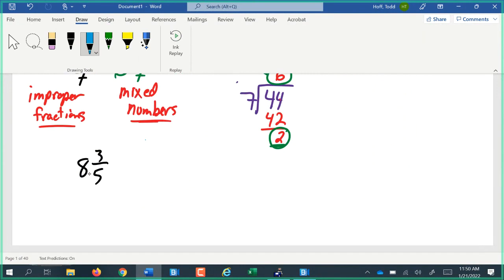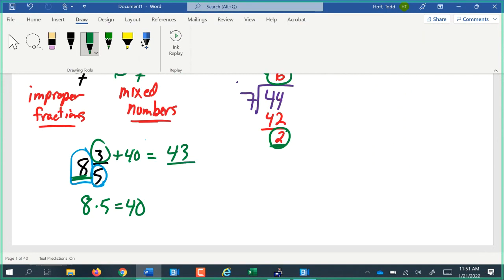Well, I have to take these 8 whole objects and break them down into pieces. How do I know how many pieces? The 5 here in the denominator tells me that each whole object is 5 pieces. So I take 8 times 5 to get 40. The 8 whole objects were 40 pieces. Well, I already had 3, so I add the 40 to the 3 to get 43 pieces. And of course, those are still fifths.